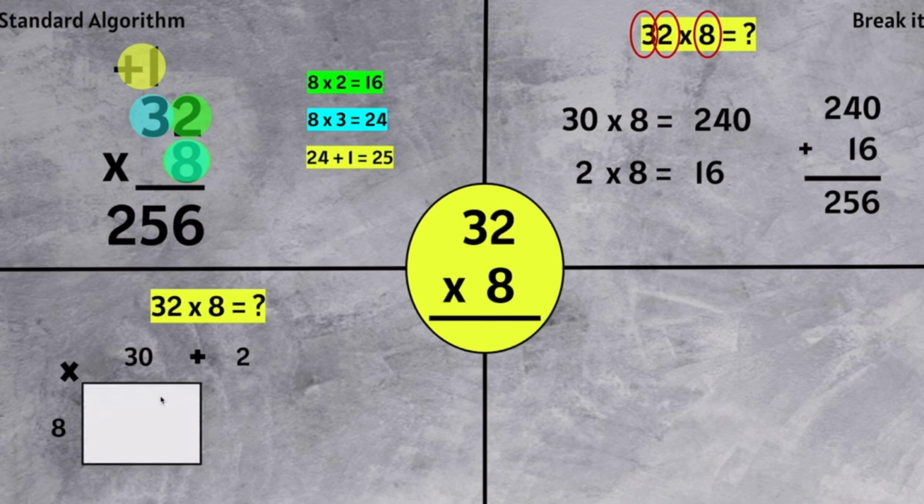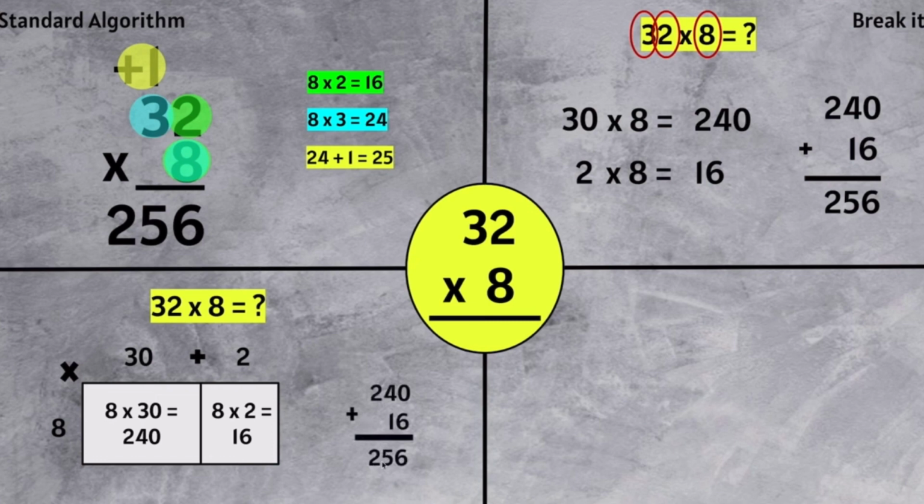Let's use a grid or area model to help us. 8 times 30 is 240 because 8 times 3 is 24 and we have the 0. And 8 times 2 is 16. We can take 240 plus 16. We know 240 plus 16 is 256.